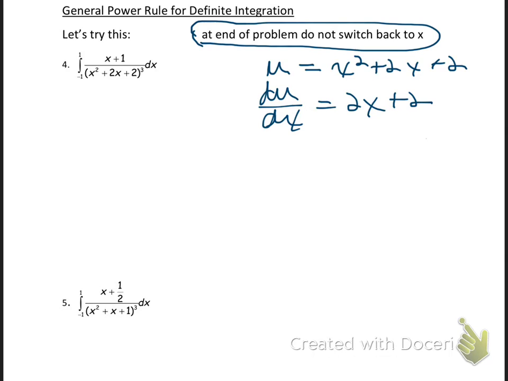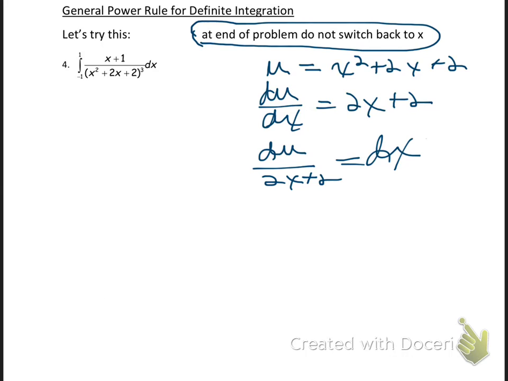So doing the math, I know that du over 2x plus 2 will equal dx. Okay, I'm just going to get rid of this one down here. Alright, so let's start changing things up.